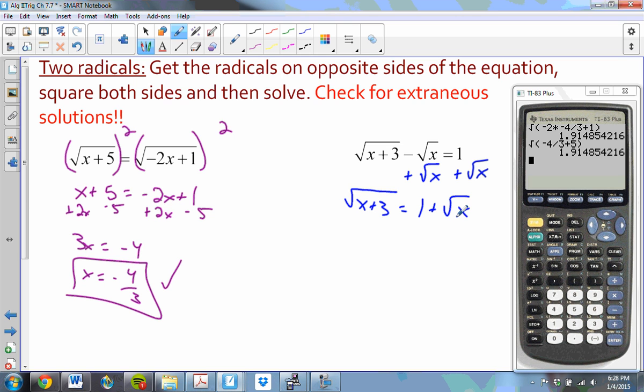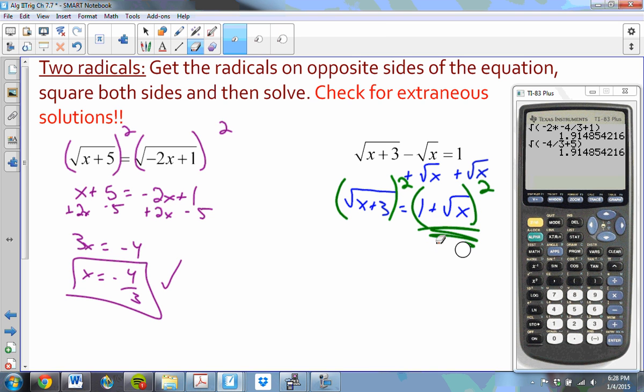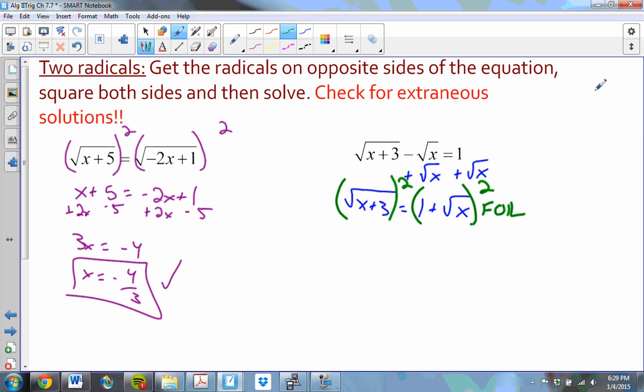Now, just like we did last time, I'm going to square both sides. But this has a binomial on the right side. This has two terms. We haven't seen a binomial that we're squaring yet today. So when I square that, it actually has to FOIL. When I do the first, outer, inner, last. I kind of hate the term FOIL, but I know that we all use it, so I'm going to stick with it. We FOIL this.